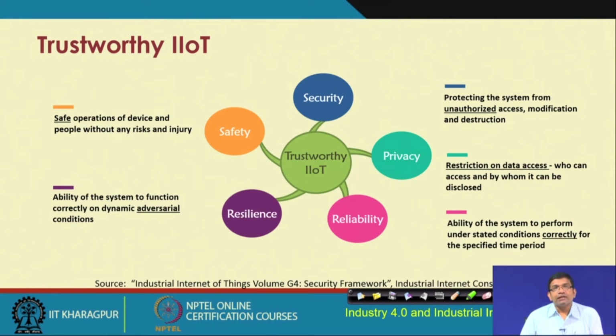And safety. Safety particularly is an important characteristic of the industrial IoT. Safety basically ensures that the machinery and the devices that are being used are not going to pose any risks or hurt or give injury to the users. So, safe operations of the device, of the machinery and the people without posing any risks and injury, that is the safety component of trustworthiness.